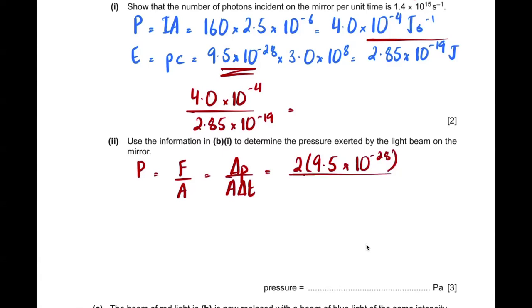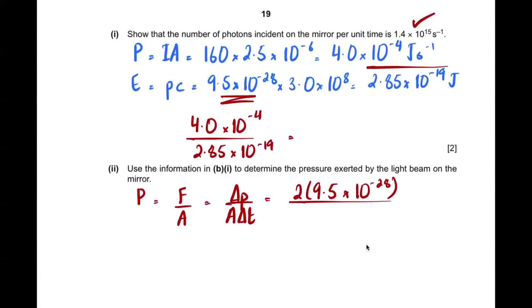All right. So this is the number of photons incident in 1 second, right? So if I have this happening in 1 second, I can just multiply by this to get the total pressure exerted, right?